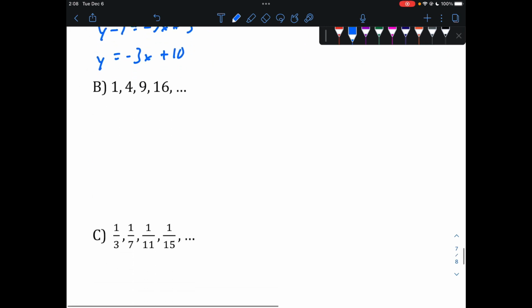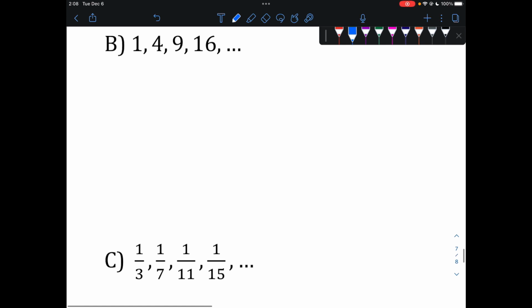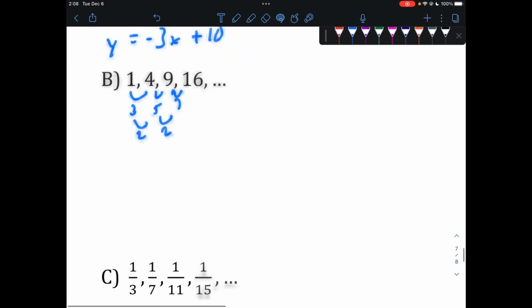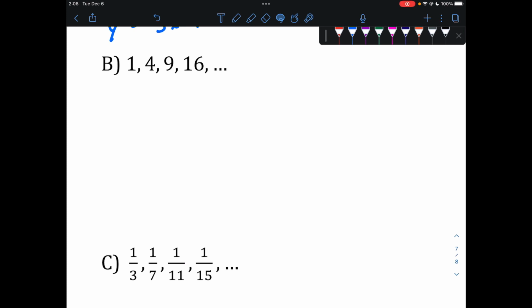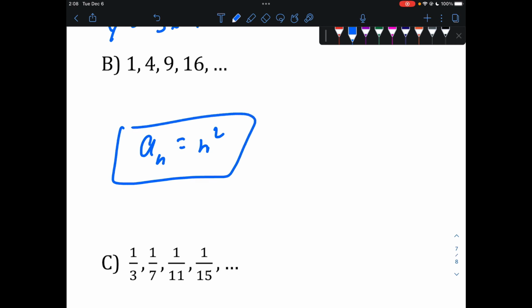Second one, hopefully we recognize this. This is just a pretty basic quadratic, right? How do I know it's quadratic? Well, I'm going up by 3, and then 5, and then 7. So my second difference is 2 and 2, the same each time. That's how I know it's quadratic. And this is just the perfect squares. So don't overthink this. A sub n is just going to be n squared, right? 1 squared, 2 squared, 3 squared, 4 squared. So this is our nth term.